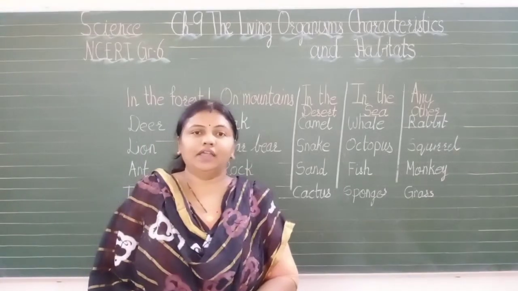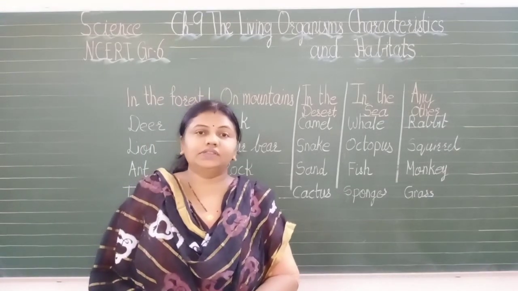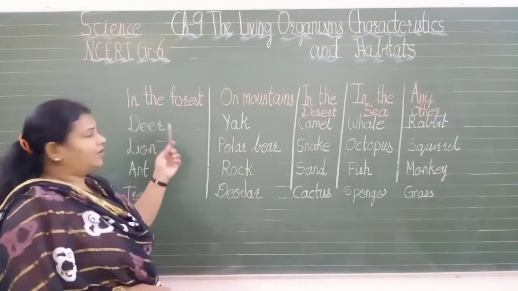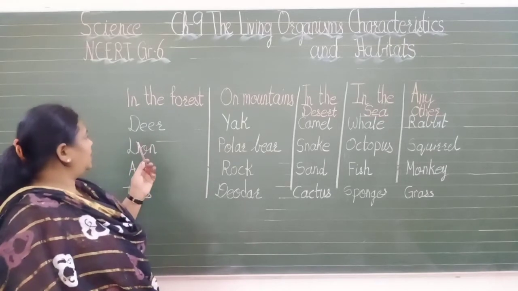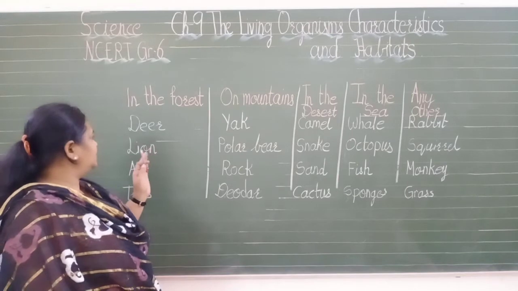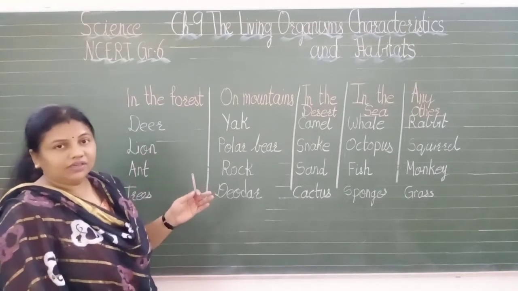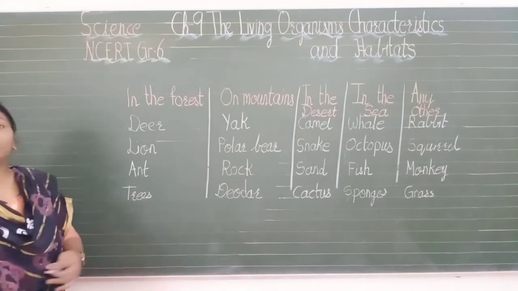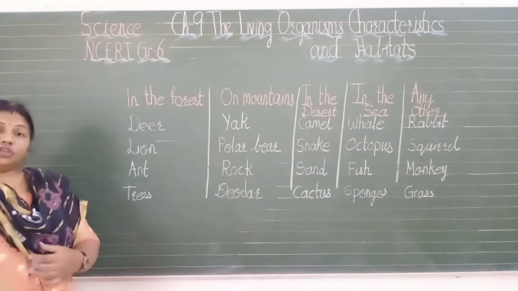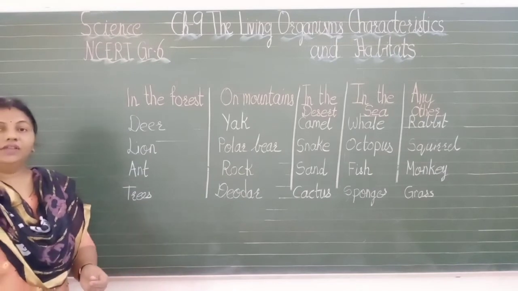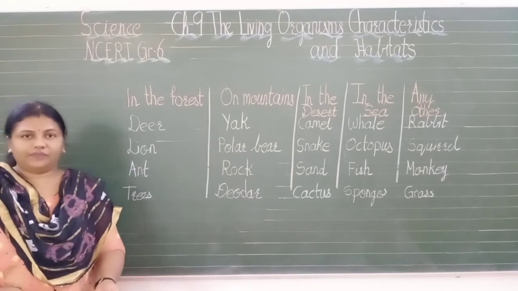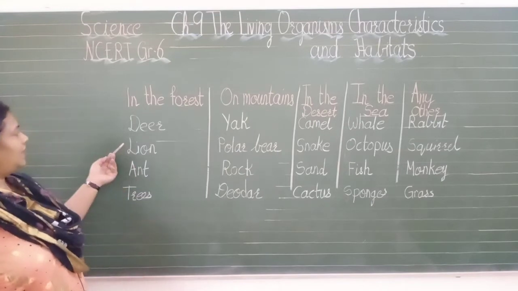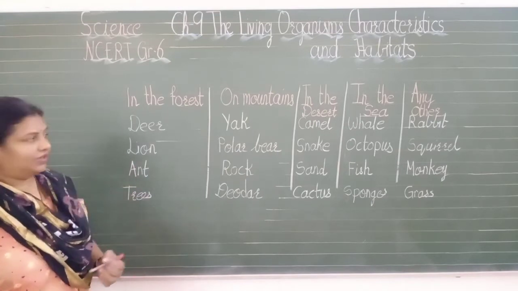Now let us learn about the different examples which survive in different places. First of all, let us see the forest. In the forest we can find animals like lion, deer, and cheetah, isn't it? Even ants and trees. You have also heard about the African jungles. Very huge trees are there. Even sunlight cannot enter over there. Such trees are found in the forest. So they have a different kind of habitat and different adaptation.